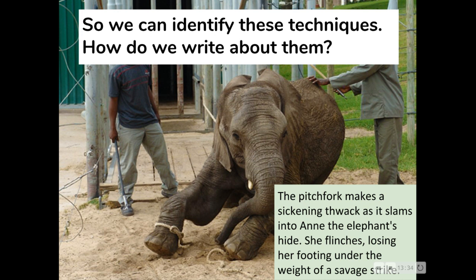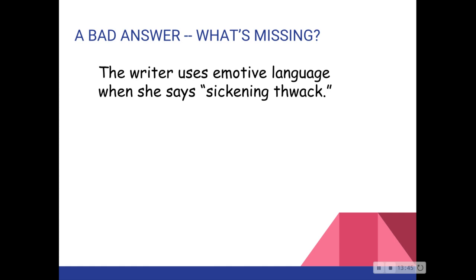So, you can identify those techniques, but how would we write about them? How would we write about techniques that we might find in here? Well, we could just say this. The writer uses emotive language when she says "sickening thwack." But that's not quite a good answer. What's missing?